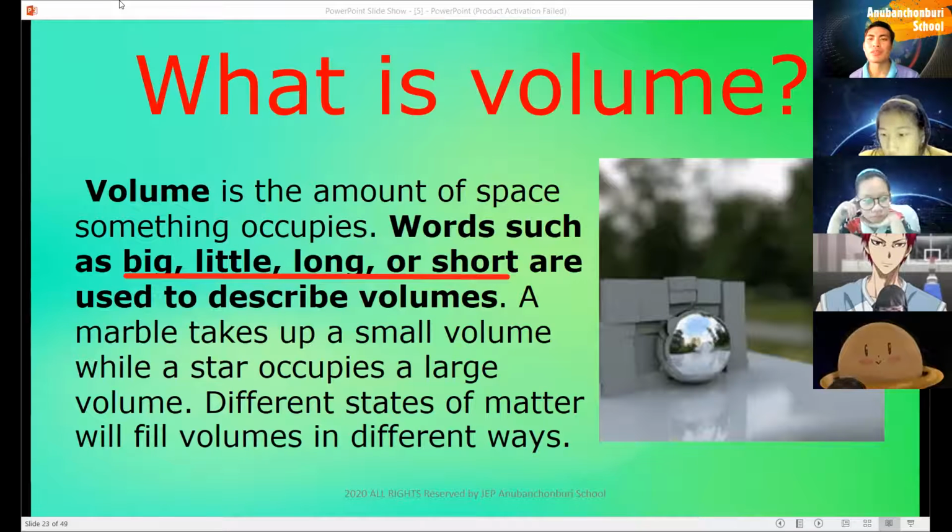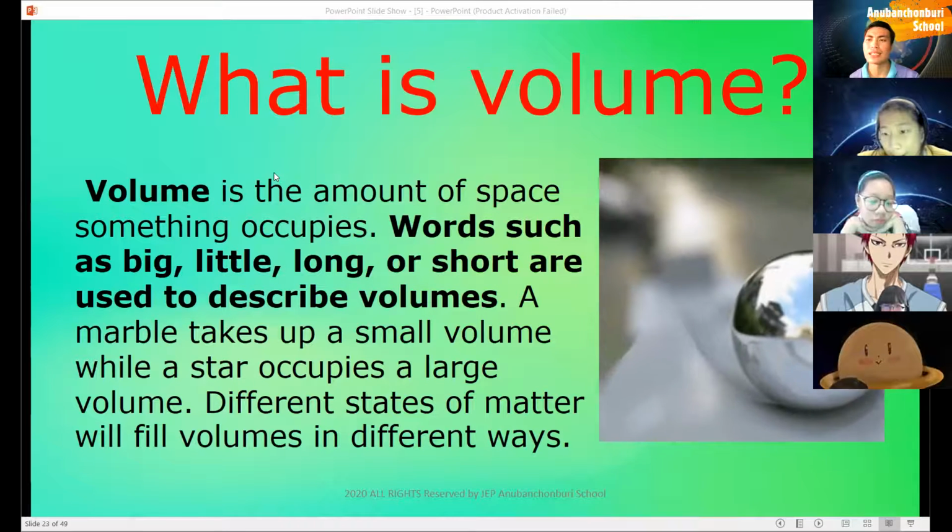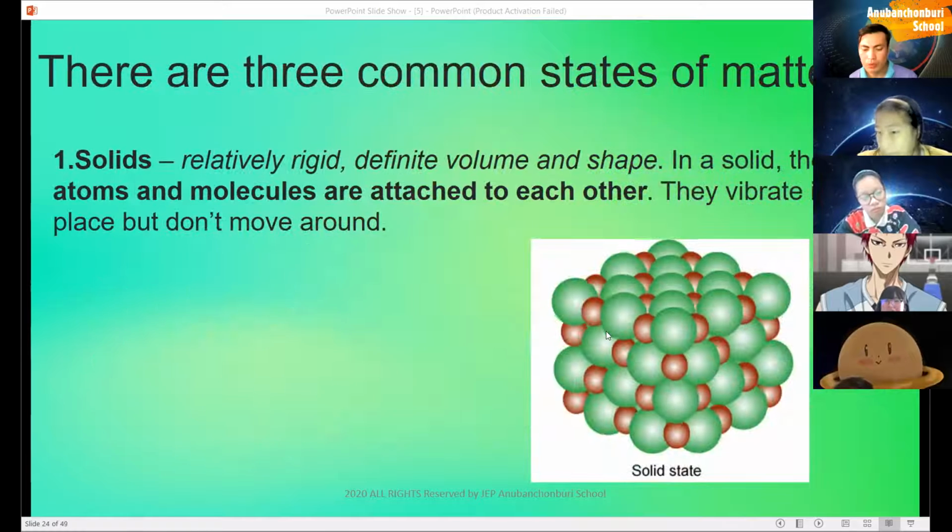Okay, so if there's a mass and there's a volume, then it is a matter. Okay, what time is it? Let's do it quickly. We're running out of time.